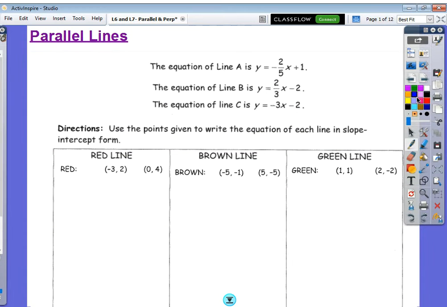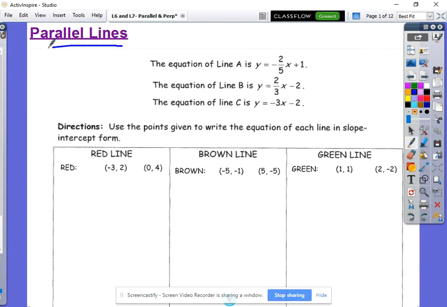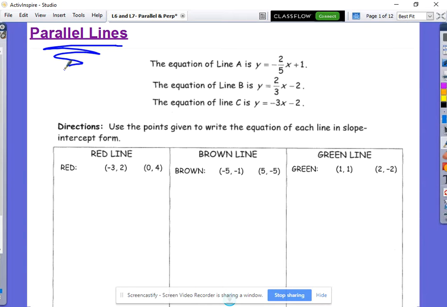Okay, folks, so what we're going to be doing today is a little bit of an investigation, and we're going to be looking into what it means to be two parallel lines. So you may already know, but we've got a little bit of investigation we're going to do.